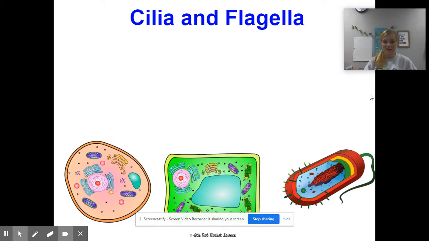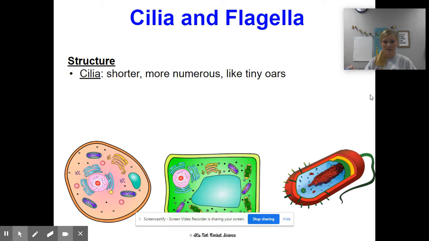Cilia and flagella. So these, they're fun. They're just little tiny things, and I think a lot of students forget about them. But cilia are like little tiny hairs, kind of think about a peach with fuzz on it. And all those little fuzz pieces act like little oars. So that's how our cell moves around. Now, flagella are longer and there are a lot fewer of them. So a flagellum is kind of just like a fishtail.